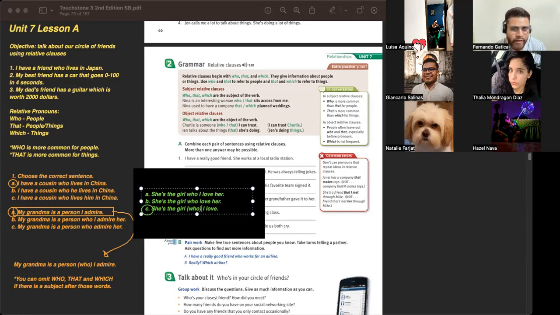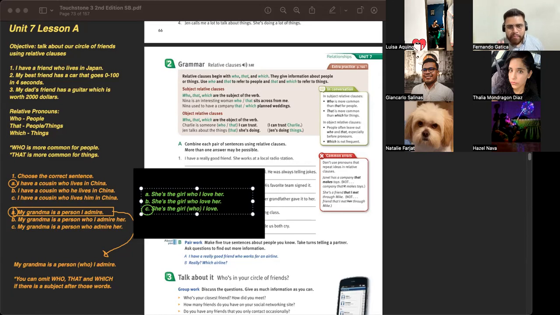La niña o la mujer que amo. Okay, ¿y por qué puedo eliminar who? Porque hay un sujeto después de who. Tengo esa opción. Now, what is the difference? ¿Por qué eliminaría who? ¿Por qué no?